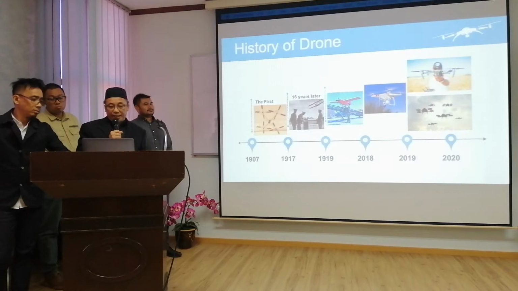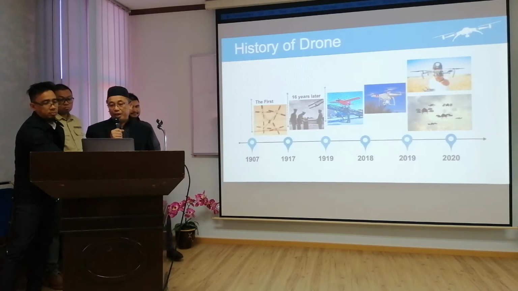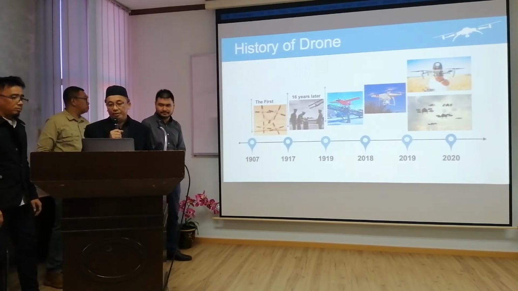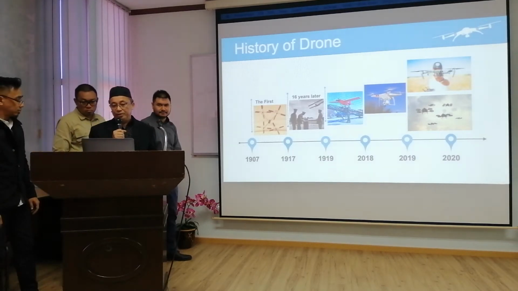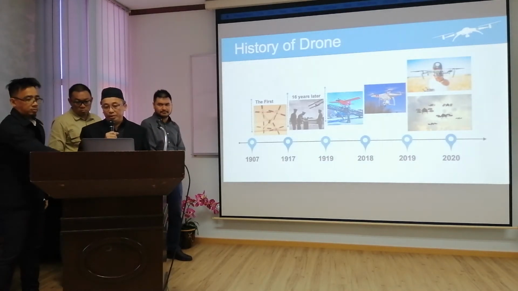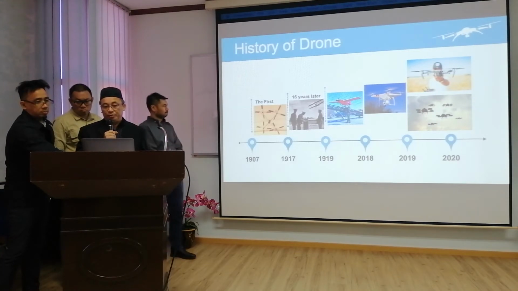And then in 1917, only 16 years after the Wright brothers' pioneering Kitty Hawk flight, the Ruston Proctor aerial target became the first pilotless winged aircraft in history. It was a radio-controlled pilotless airplane based on RC technology from the inventor Nikola Tesla.